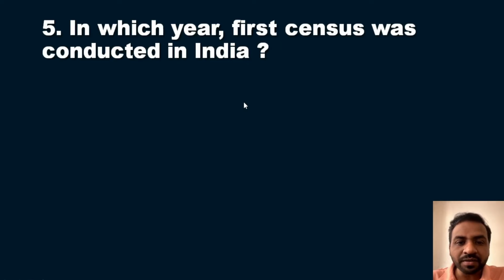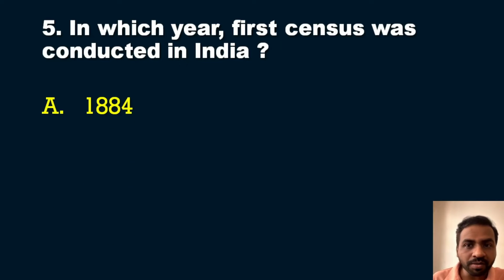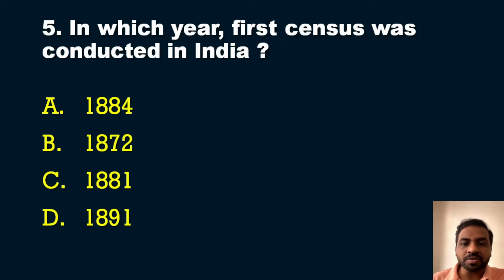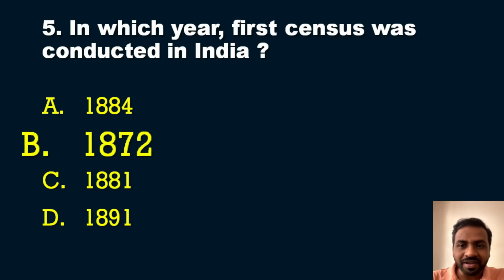So in which year was the first census conducted in India? The options for you are: option A, 1884; option B, 1872; option C, 1881; and option D, 1891. So when was the first census conducted in India? Whatever it is, we have to learn the answer by heart. The answer is option B, that is 1872.